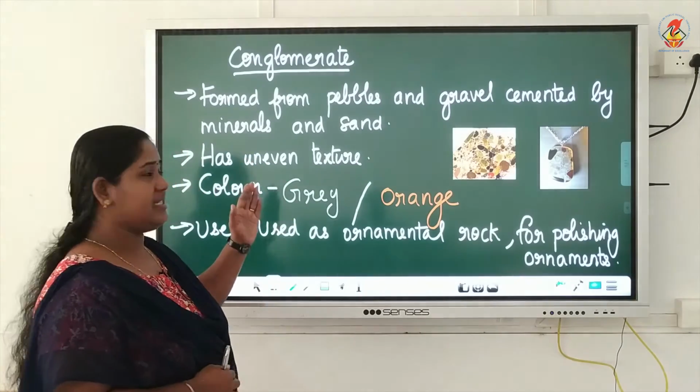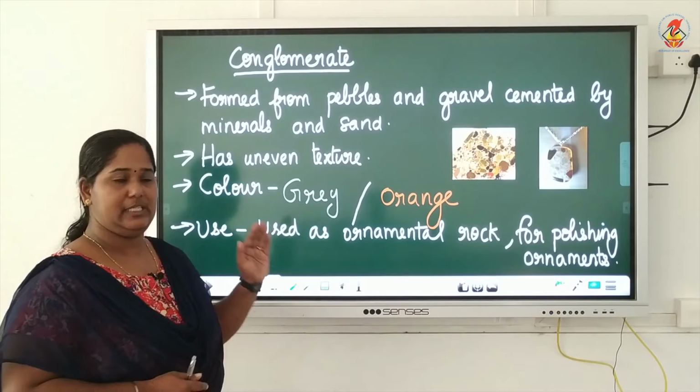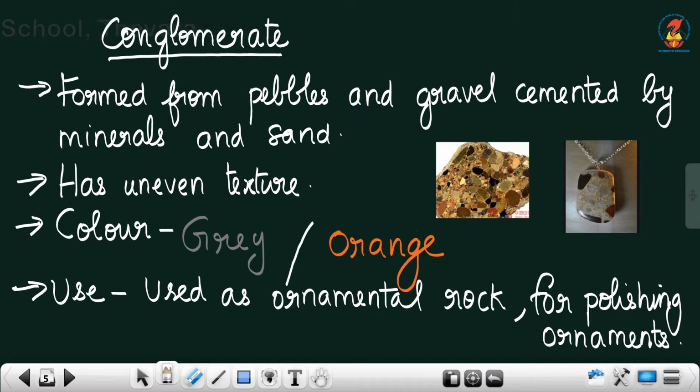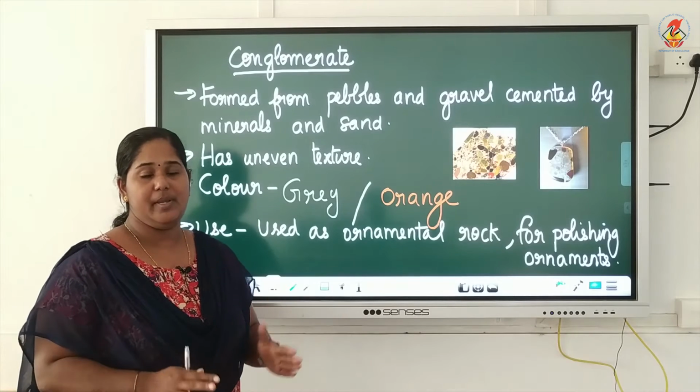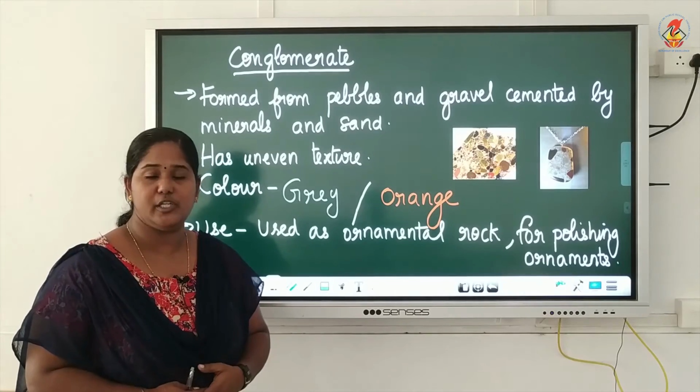Okay, so this is the second type of rock, conglomerate. Conglomerate is formed from pebbles and gravel cemented together by minerals or sand. It has an uneven texture. It can be orange or grey in color. It is an ornamental rock and can be used for polishing ornaments also.